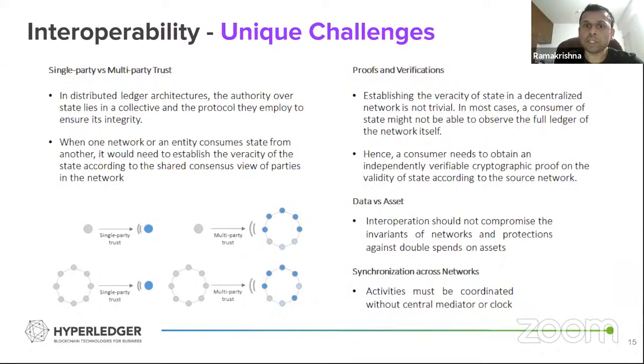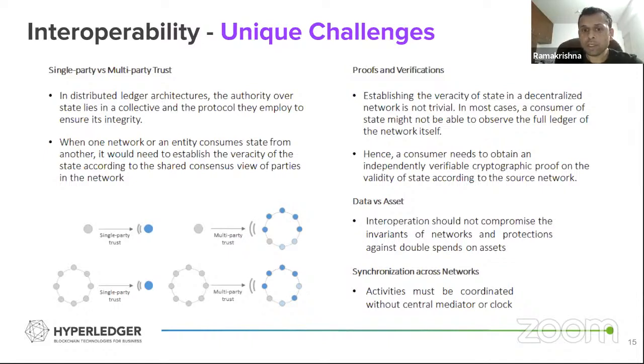We will need some notion of proofs and verifications. When any state is being requested and consumed by another network, the information or the state has to be accompanied by some proof. And this proof has to be validated without the foreign entity being able to observe the ledger of the source entity, because remember, these can be two permissioned networks. A node in this network is not privy to the blocks of the ledger of this network. So any consumer has to obtain an independently verifiable cryptographic proof of the validity of state. That's really the key here. The nature of this proof, as well as what denotes validity, can take different forms.